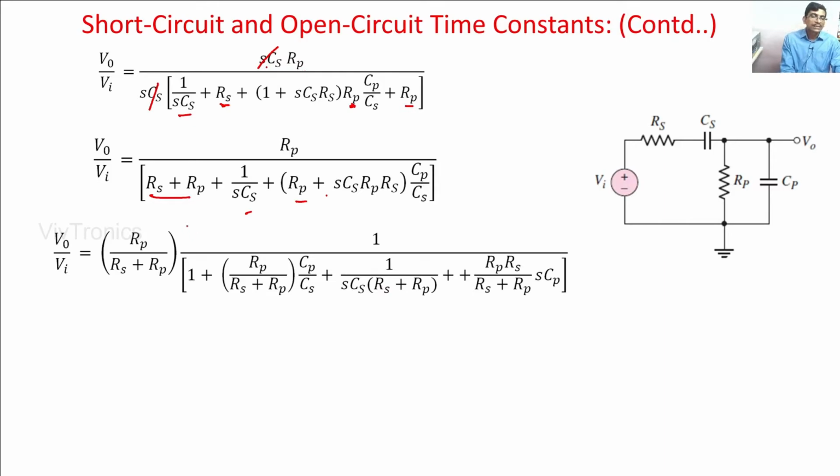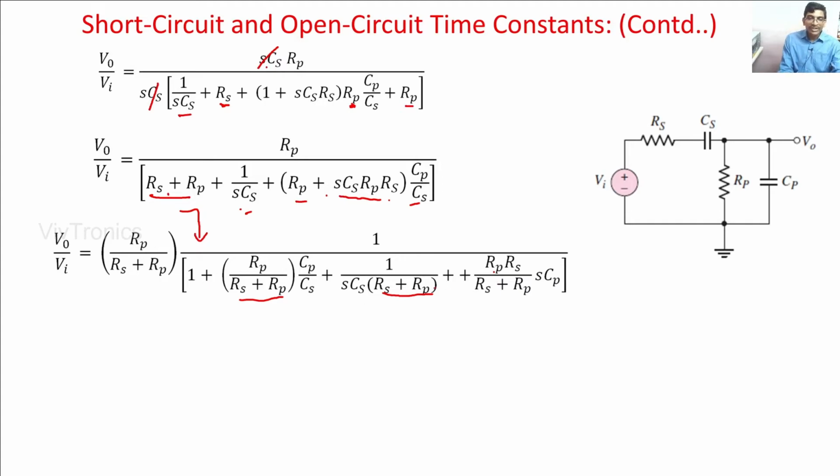Therefore, the above equation can be written as RP by RS plus RP into 1 by 1 plus, here this one becomes 1, and here 1 by SCS. 1 by SCS will get multiplied with RS plus RP, and this term, okay, RP will get divided by RS plus RP, and the multiplication factor CP divided by CS, and this term S into CS RP RS will get divided by RP RS, RP divided by RS plus RP into SCP.